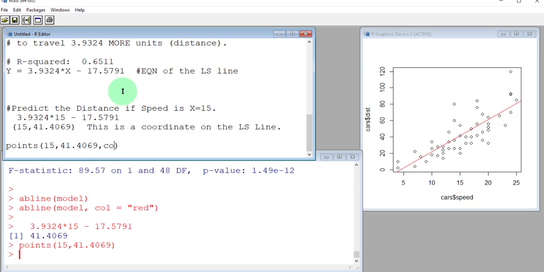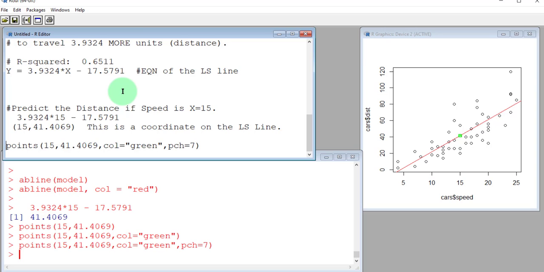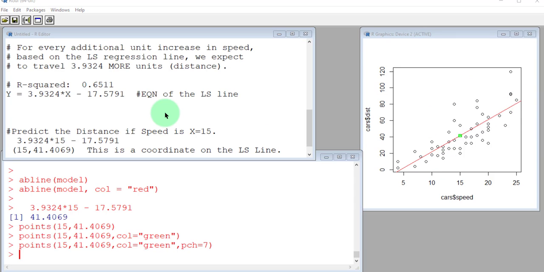So let's give it a different color. I'll choose green. And now it stands out. You could even give it a different symbol, a PCH. And there's lots of different options here. I'm going to choose 7 because I know 7 will be a rectangle or square, and that is much different than all the other circles. Back to r squared for a minute. Got off track there.